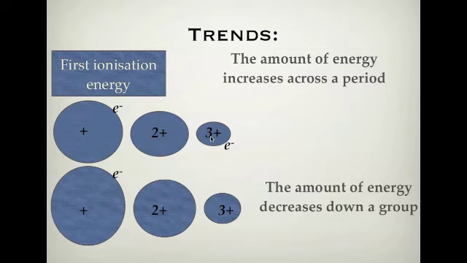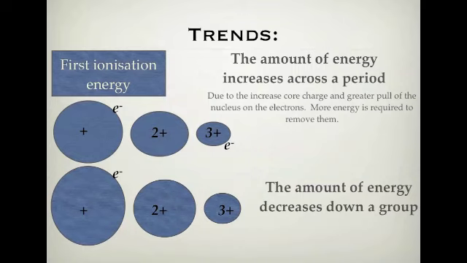What this means is it's holding on to the electron with a lot more strength. So you're going to need a lot more energy to remove this electron. As you're moving across a period, your first ionization energy is going to increase because it takes a lot more effort to remove the electrons. So it says here, due to the increase in core charge and greater pull of the nucleus on the electrons, more energy is required to remove them. So moving across, the ionization energy increases.